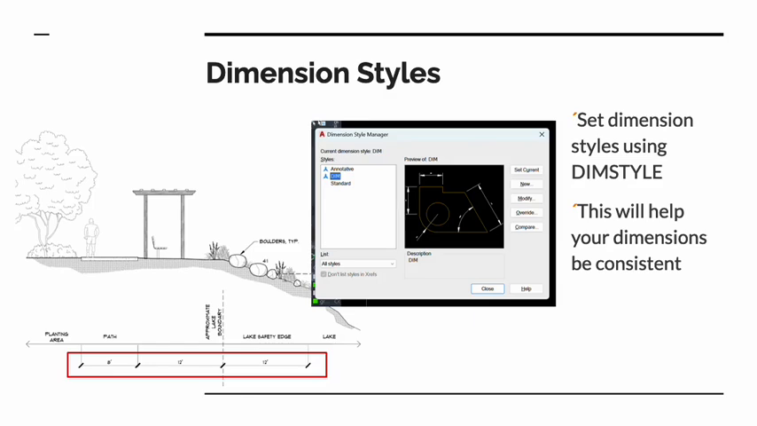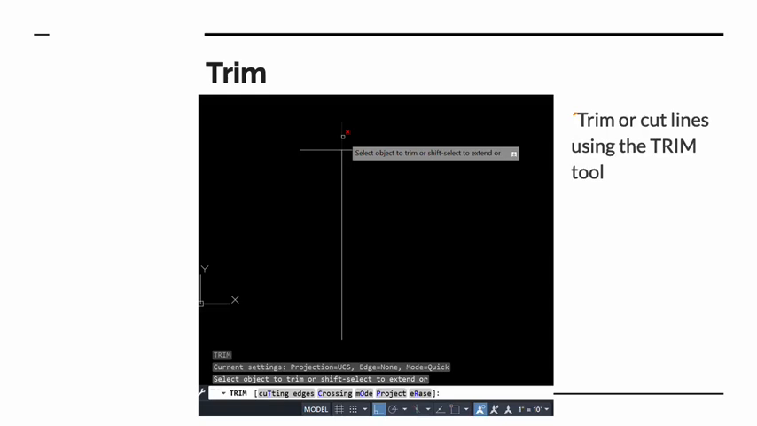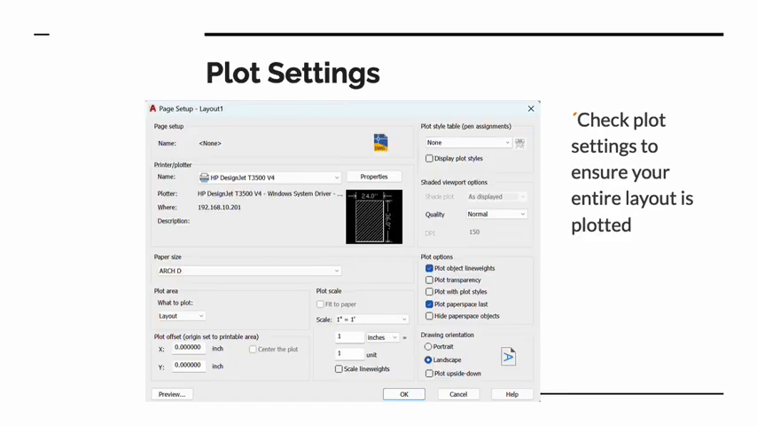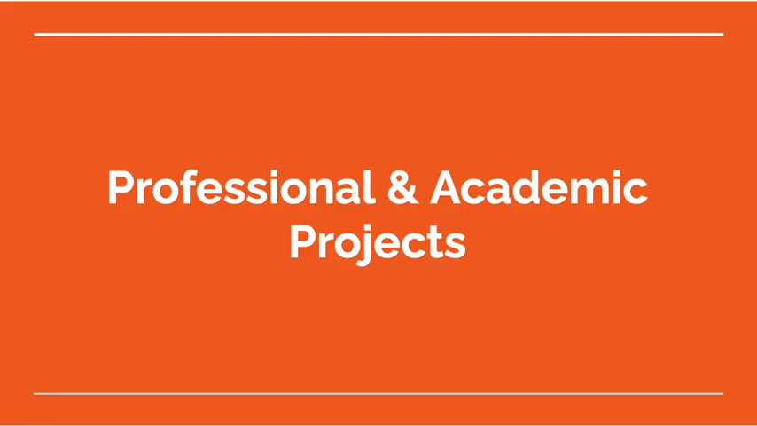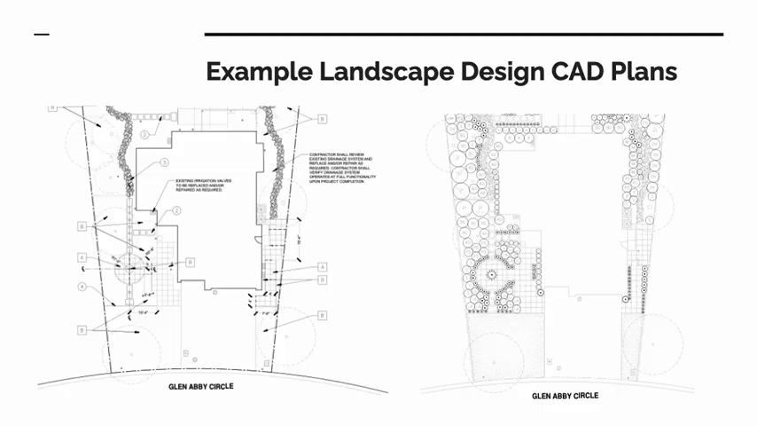Dimension styles. Dimension styles are used for customizing dimensioning. Trim. Use this tool for cutting lines. Plot settings. Plot settings determine the paper size, the line type styles, and the scale. Use these settings to ensure your layout is plotted based on the paper size and your plot styles. The following are examples of Ting's projects.